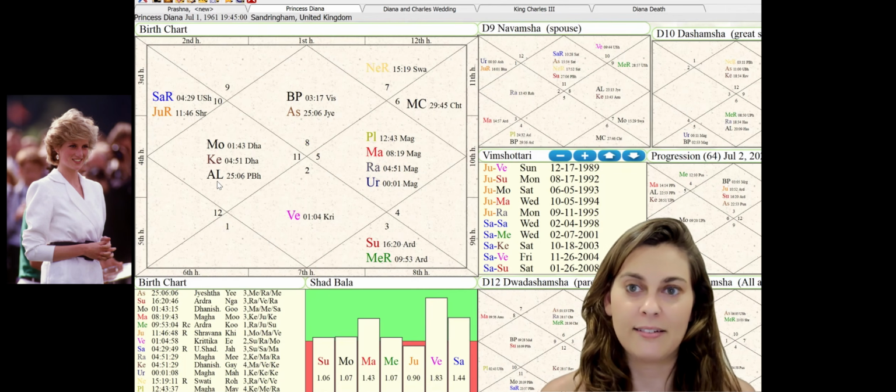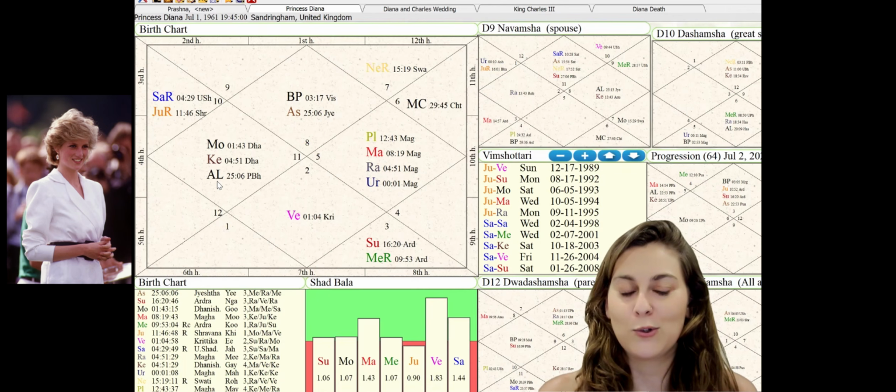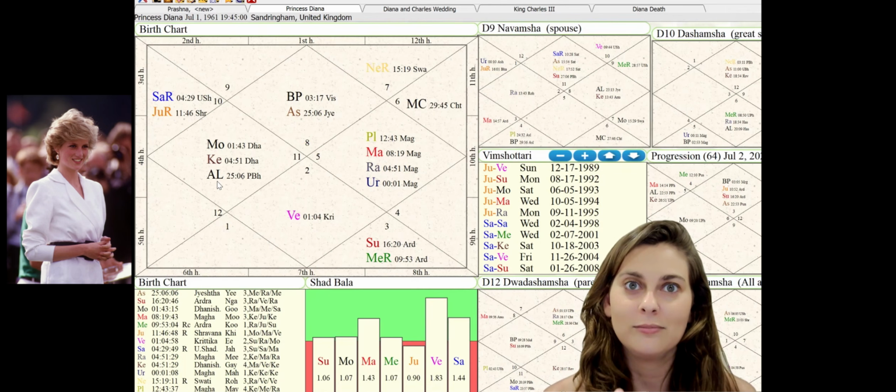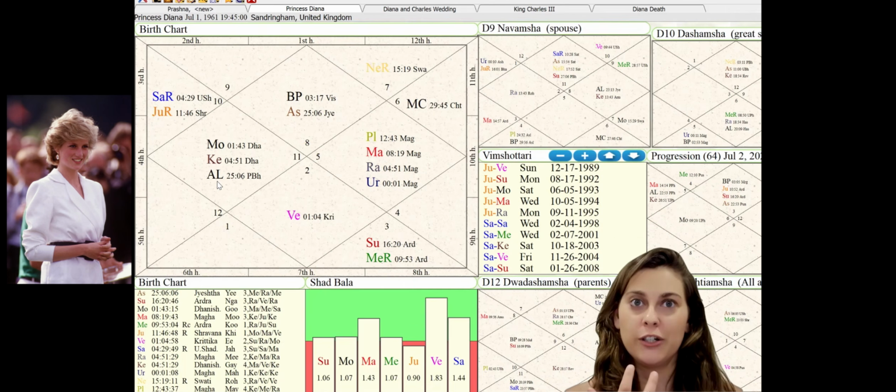Lacking grounding. And it's in her fourth house with her moon and Ketu. The rest of the world saw her as someone who never found her footing. We watched as she struggled to ground herself in her home. Emotional peace eluded her.